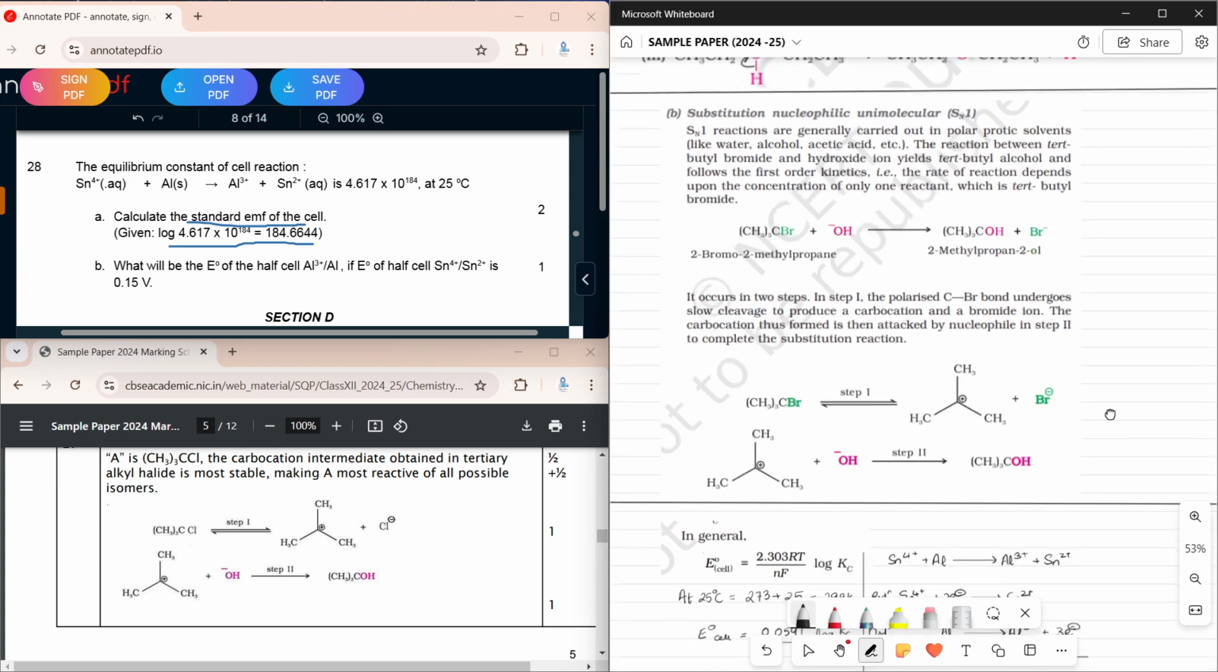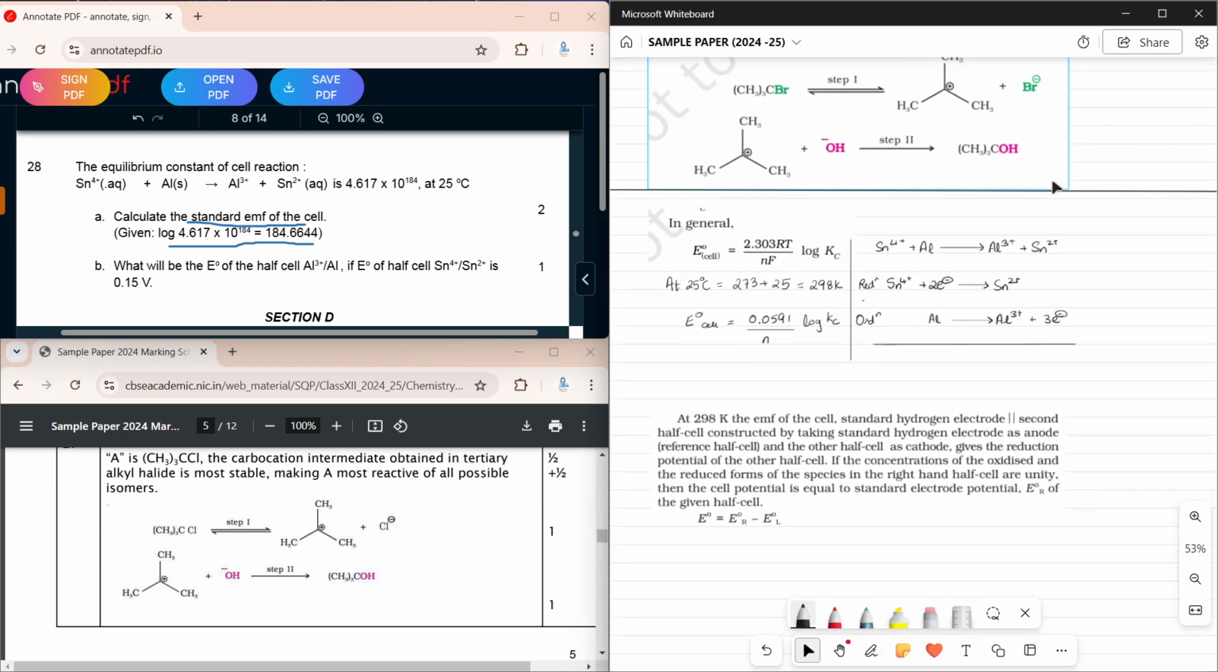So basically, according to the relationship between E naught cell and the value of Kc, the equilibrium constant, this is the final relationship that we get, and this is from your textbooks. However, at 25 Celsius, at 298 Kelvin, you have E naught cell is 0.0591 log Kc by n. Now, one very important thing I wanted to point out over here was that because the number of electrons are not the same in both cases, we would have had to multiply this by 3 and this by 2.